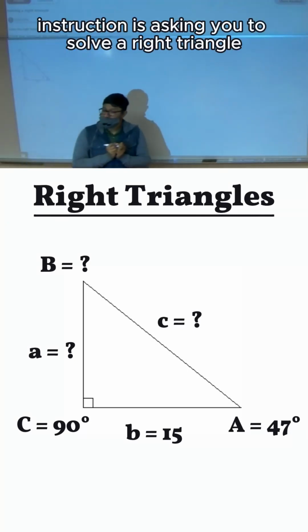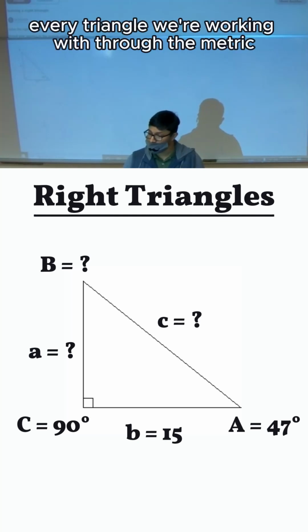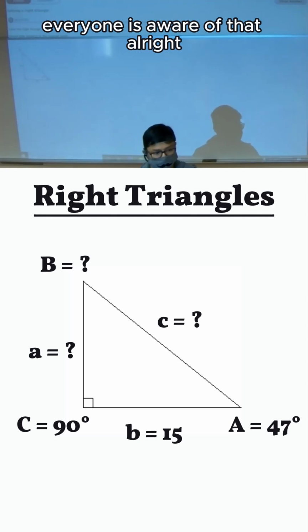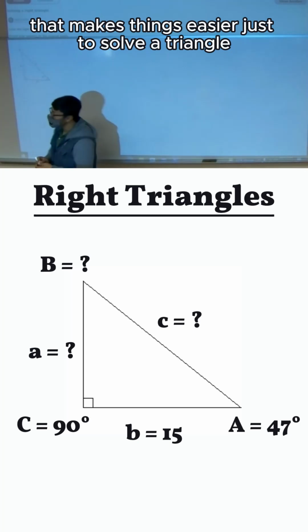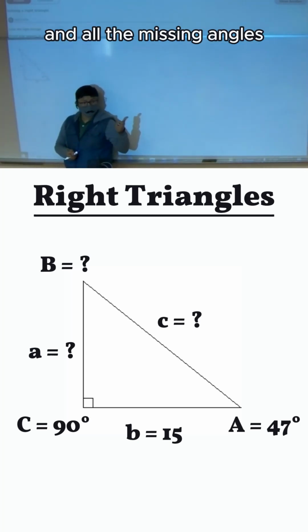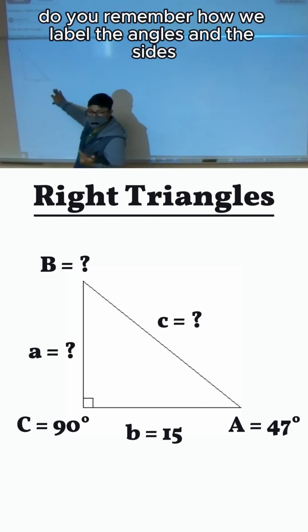When the instruction is asking you to solve a right triangle, by the way, every triangle we're working with trigonometric ratios is a right triangle, right? Everyone is aware of that. All right, that makes things easier because to solve a triangle means to find all the missing sides and all the missing angles. Do you remember how we label the angles and the sides?